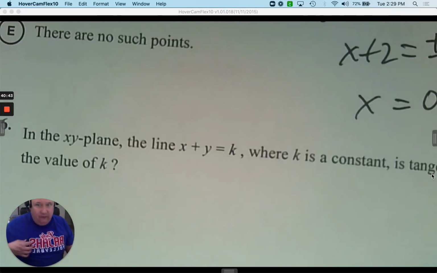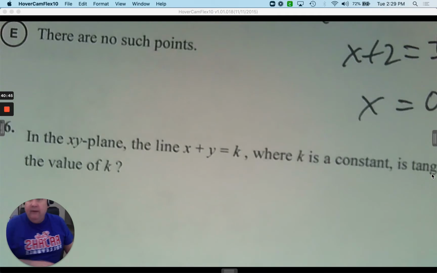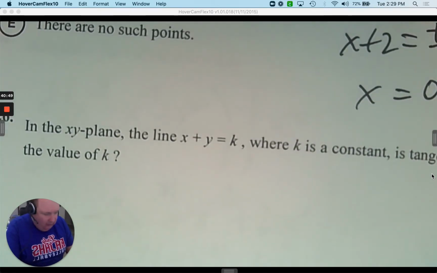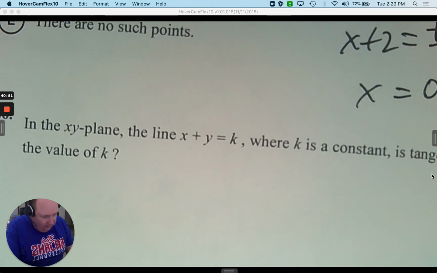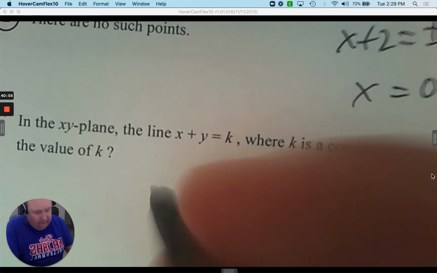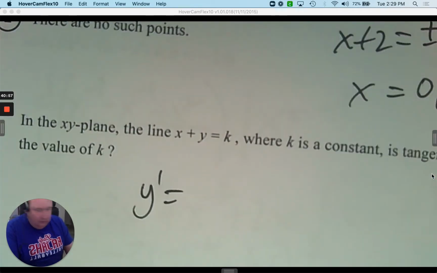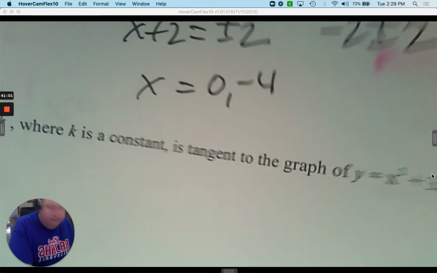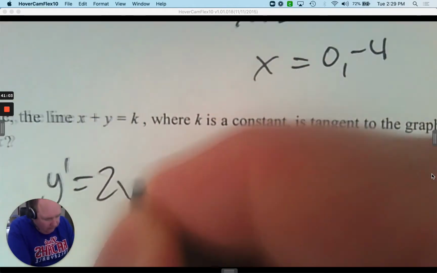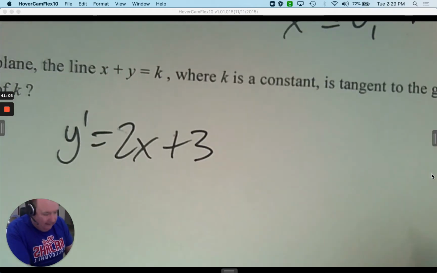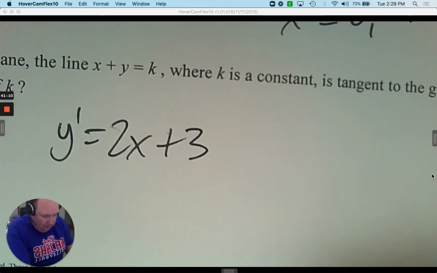Number 26. In the xy plane, you have a line x plus y equals k, where k is a constant, and it is tangent to that graph. What's the value of k? The word tangent, in calculus, means to take the derivative. So take the derivative of y. We're just going to do the simple power rule. So that's going to be 2x plus 3. There's the derivative. That gives you the slope that we're looking for.